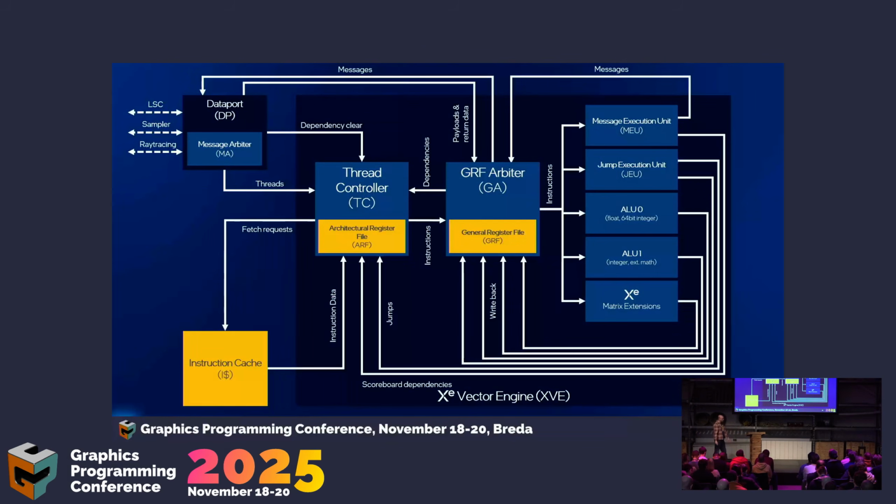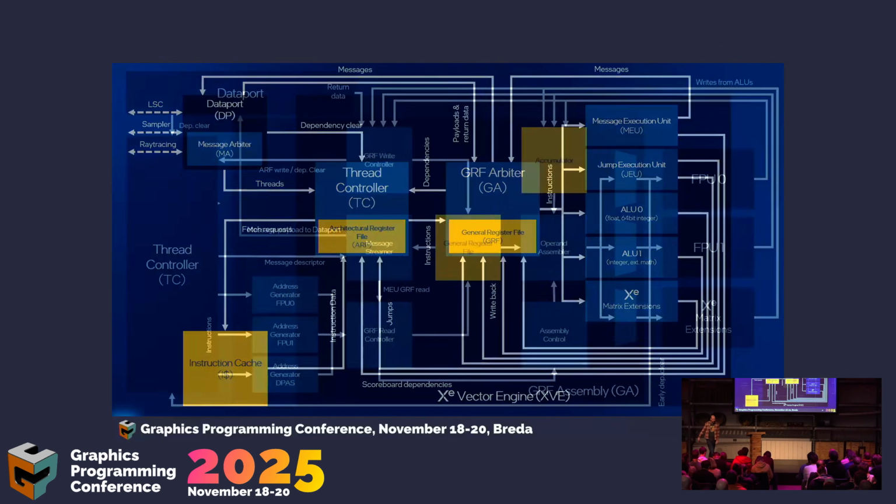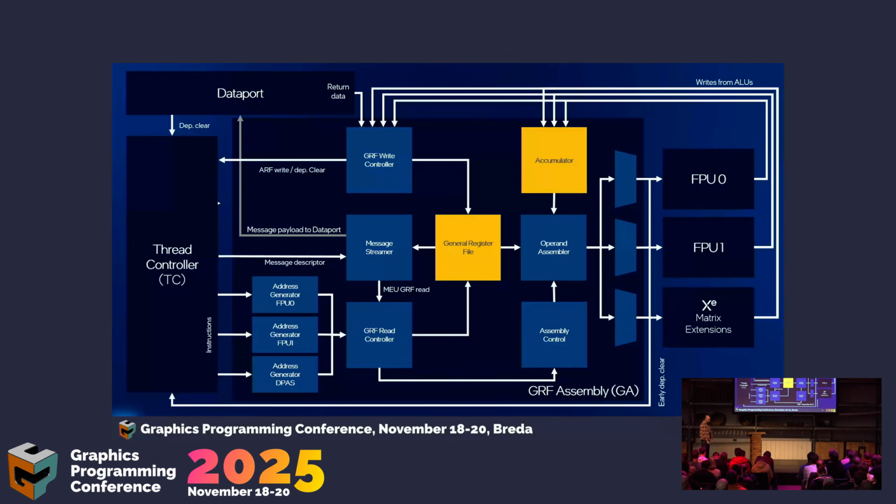OK. If we go back to our XV architecture, thread controller, GAs, stuff here, right? Let's dig a little deeper into the thread controller. The GA looks a little like this, right? So this is the block which has our register file in it. It also has our accumulators in it, and then it feeds into these back-end ALUs. So these are our FPUs and our XMX unit as well.